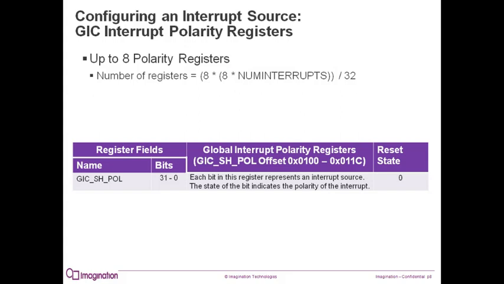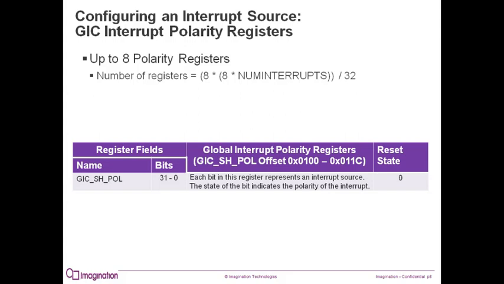Each bit in each polarity register controls a source. To find out how many polarity registers you have, you divide the total number of interrupt sources by 32, always rounding up if there's a carryover. Interrupt source 0 is bit 0 of the first polarity register located at offset 100 hex. This register will control the first 32 interrupt sources. The next register will control the next 32 interrupt sources, 32 through 63, and so on.